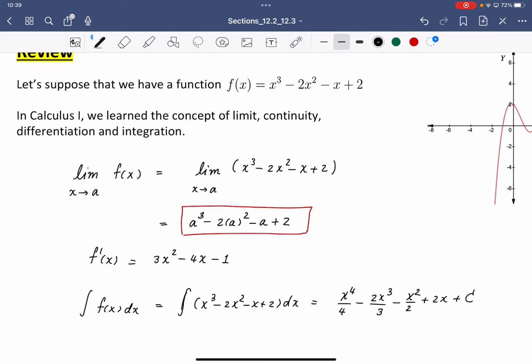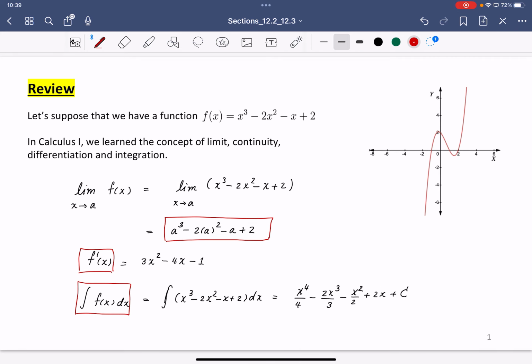So after this point, you're going to learn how to compute limits, how to compute differentiation, and then how to integrate in two dimensions. So that is what you're going to learn.